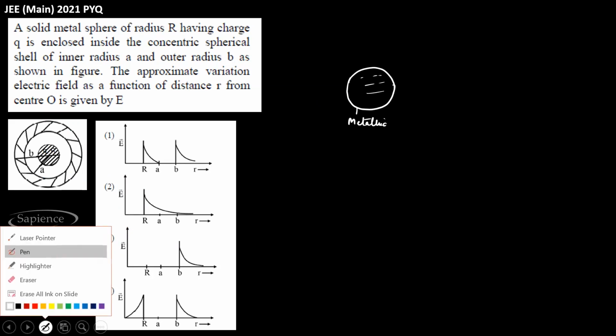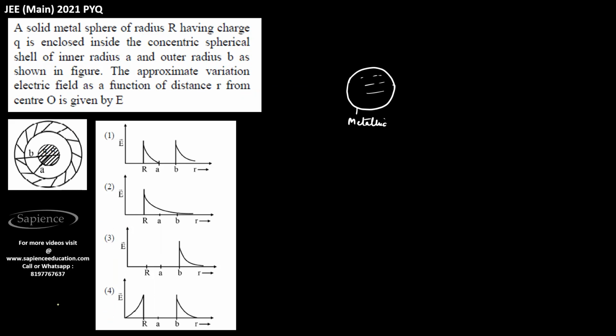A solid metal sphere of radius r and having charge q is enclosed inside a concentric spherical shell of radius a and b. So first thing given to us is a solid metallic sphere. That also means the charge is only on the surface of this sphere, and the charge is given as q. That means the positive charge is only on the surface of this sphere, and the radius of this sphere is r.